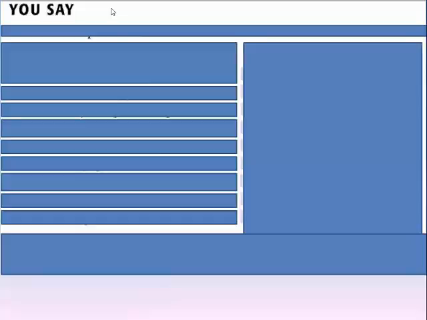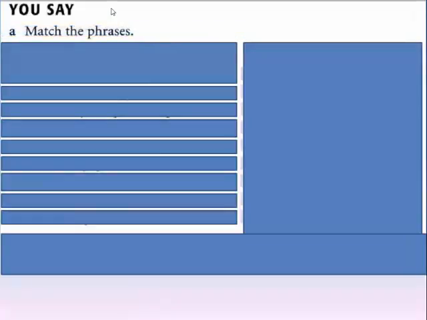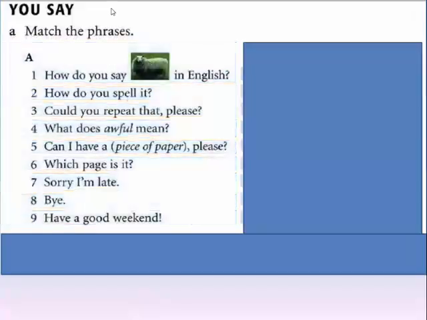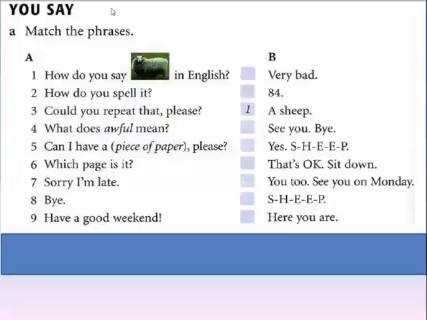Okay, now these are things that you as a student say in class. And again, you need to match the phrases. Here you have one half, and here is the other half. Number 1 is done for you. How do you say this in English? And the answer is a sheep, because this is a sheep.